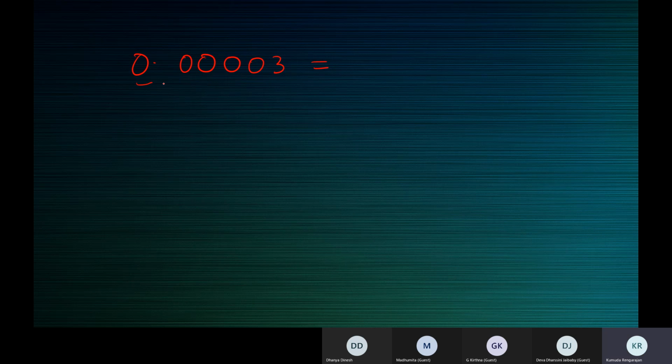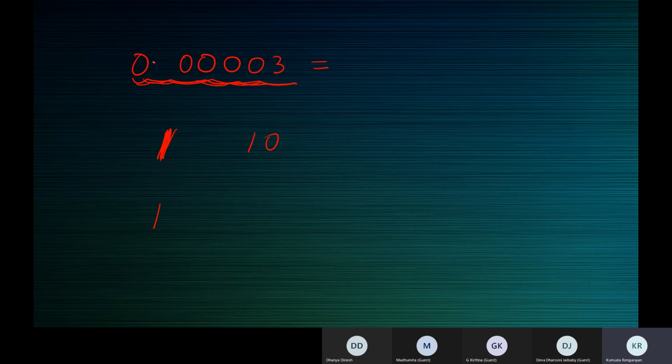Now, this number should be brought to any value between 1 and 10. It can be 1, but it should not be 10. You should bring the given number to any value between 1 and 10, or 1 itself, but not 10. Like you can bring this number to 1 or anything more than 1, but less than 10. And that is done by shifting, moving the decimal point.